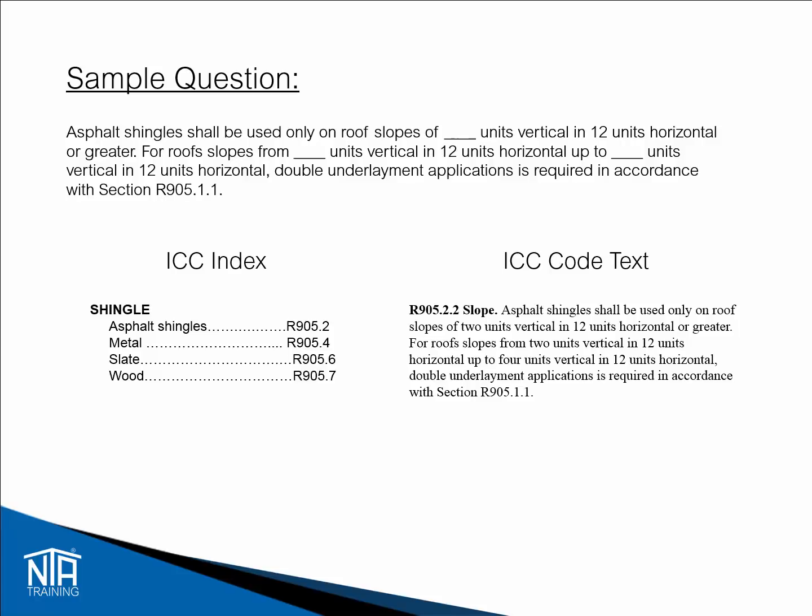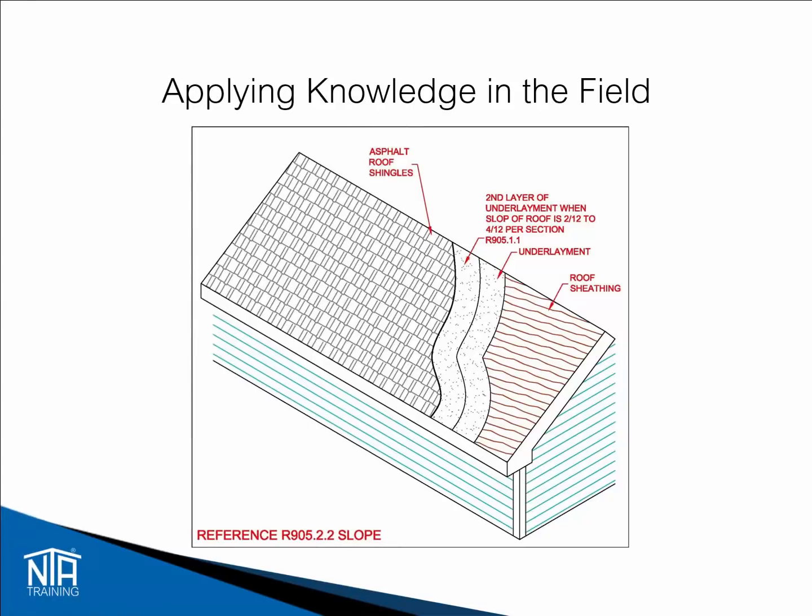Begin by using the keyword shingles in the index to find the code section. It lists section R905.2, asphalt shingles. Skim this section to find the subsection which has to do with the slope of the roof. You will come across section R905.2.2, which contains the answer to the question. The answer to the first blank is 2, the second is 2, and the third is 4. This illustration shows when a second layer of underlayment is required under asphalt shingles per section R905.2.2.